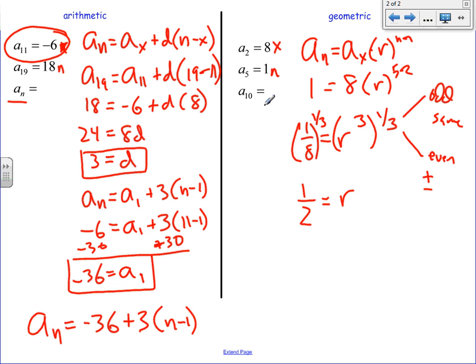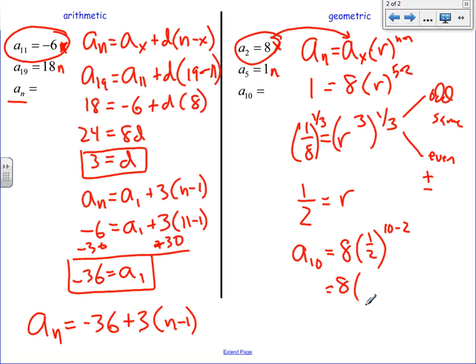So that's good. So now to figure out the 10th term, a good thing to do here is take this and plug it in for the x term. So we're going to say, okay, to find the 10th term, we're going to take the 8, which is the second term, multiply it by 1/2, and we're going to do it a total of 10 minus 2 times. Okay, so now we can just type that into the calculator. Again, I'm going to do this on my calculator here. So we have 8 times 1/2 to the 8th power. 2 to the 8th power is 256. So this is 1 over 256.